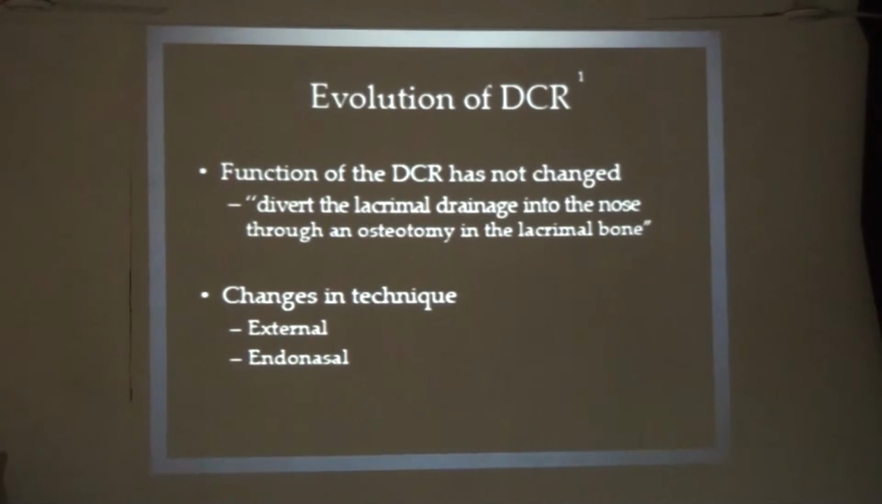So, how has DCR evolved? Dacryocystorhinostomy. The function of DCR has not changed: divert the lacrimal drainage into the nose through an osteotomy in the lacrimal bone. It may be done externally or endoscopically through the nasal route. The external approach is still most commonly done by ophthalmologists, but nowadays there is a tendency that they are referring these patients, especially in the government setup, to the ENT department, because it takes a lot of time. In the time they do one external DCR surgery, they can do 6 or 7 cataract surgeries.